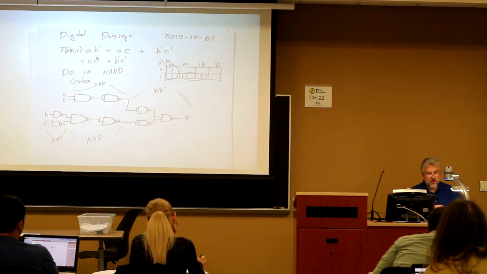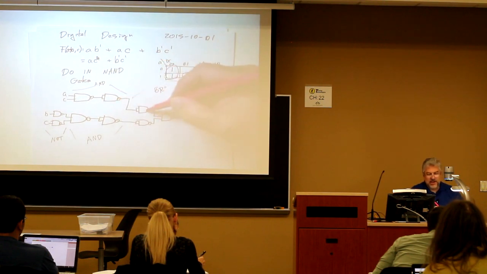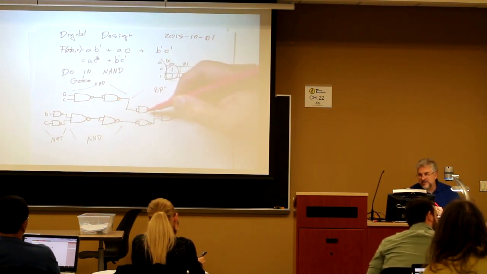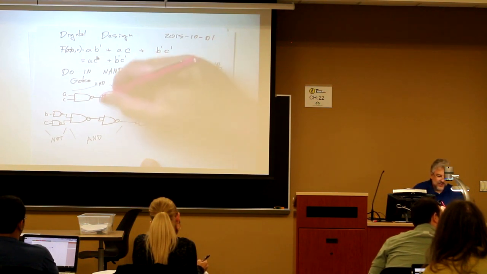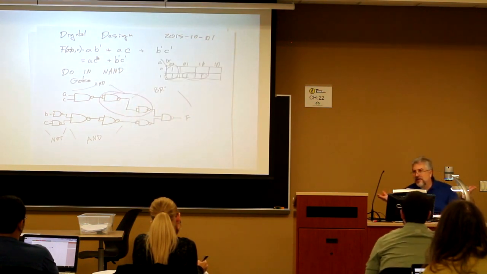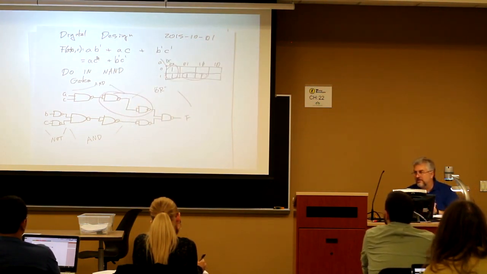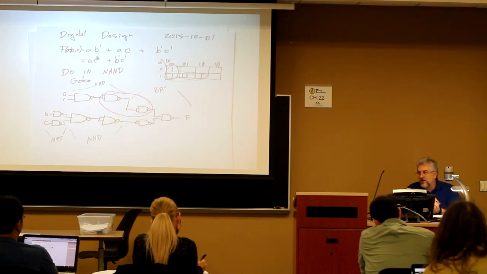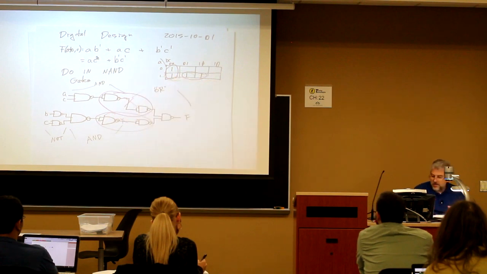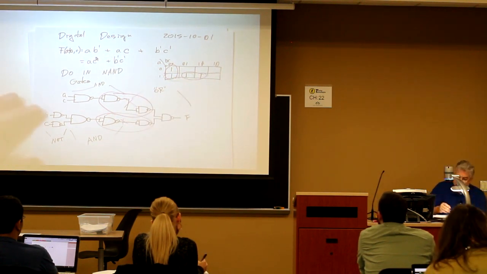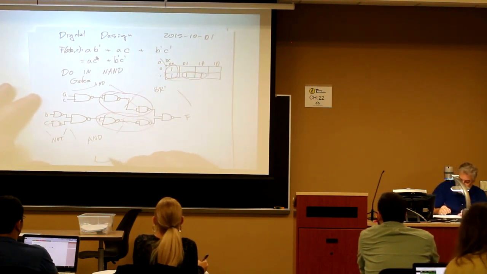All right, so one thing I should note, this is a NOT followed by a NOT. That's equivalent to a what? A wire, right? So two NOTs following each other is the same as one, right? Or it's just a wire. So you can actually get rid of these. So our circuit will end up like this.